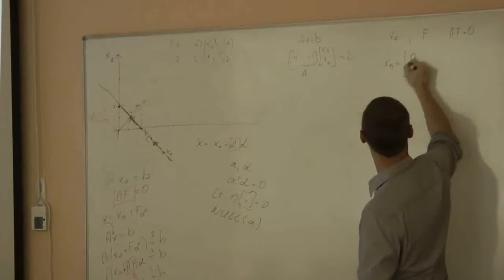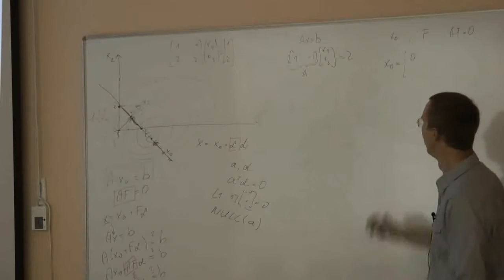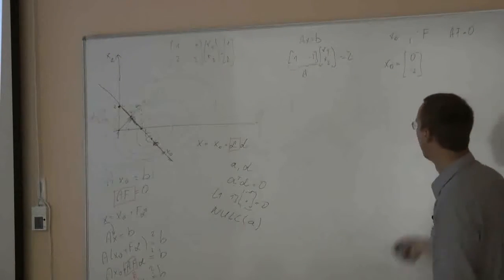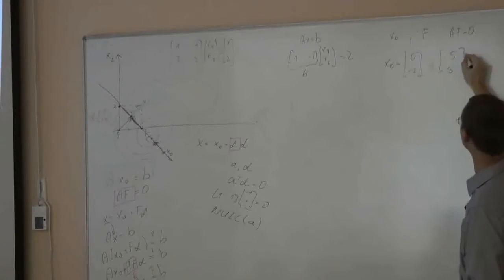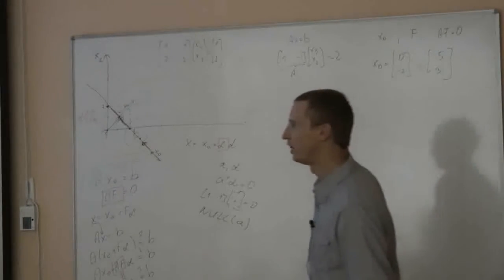So we can set x1 to 0 and x2 is minus 2. That's one option. Great. Here I use 5 and 3, which is the same. So that's this one.